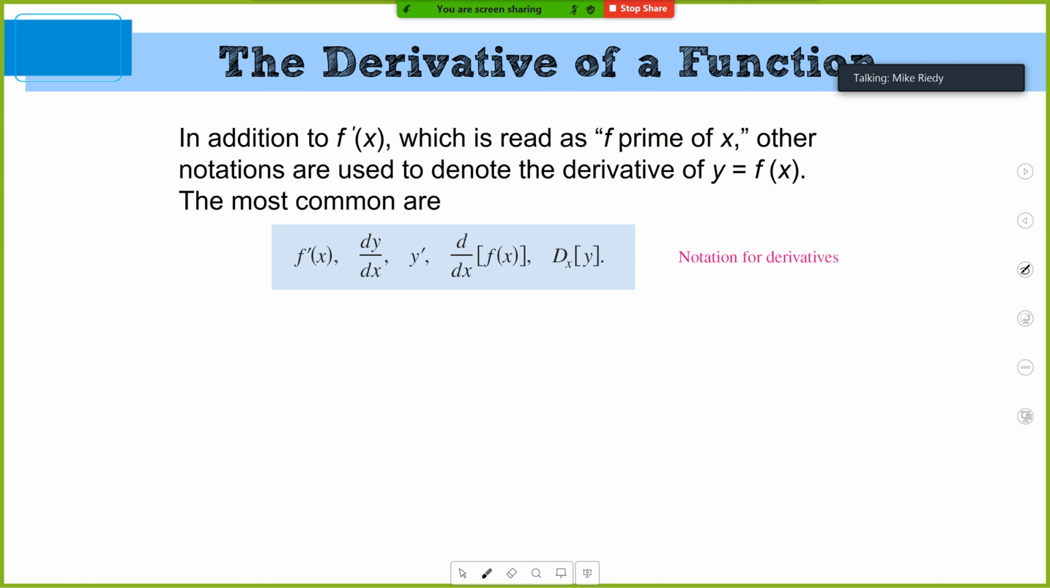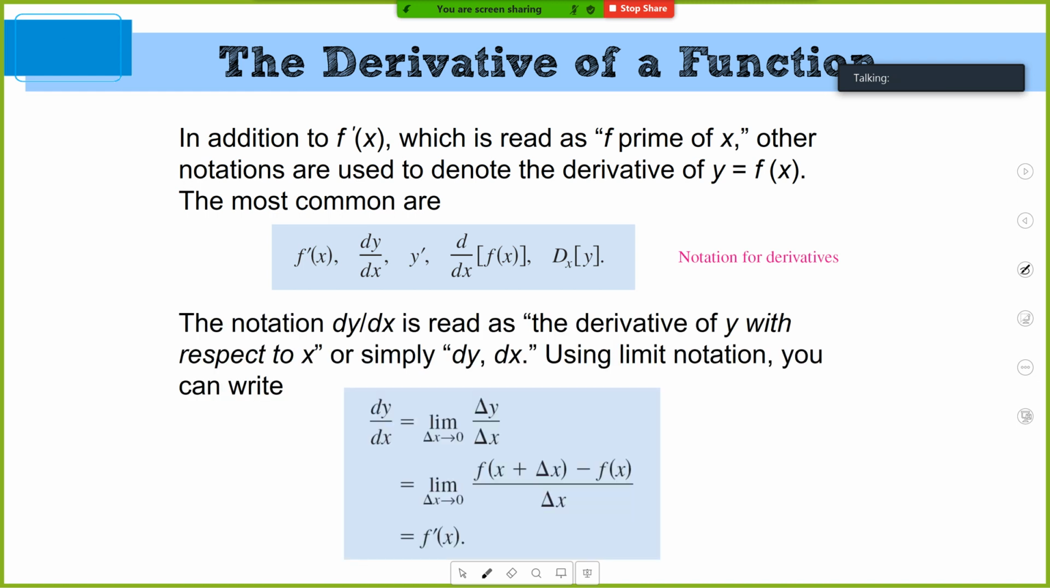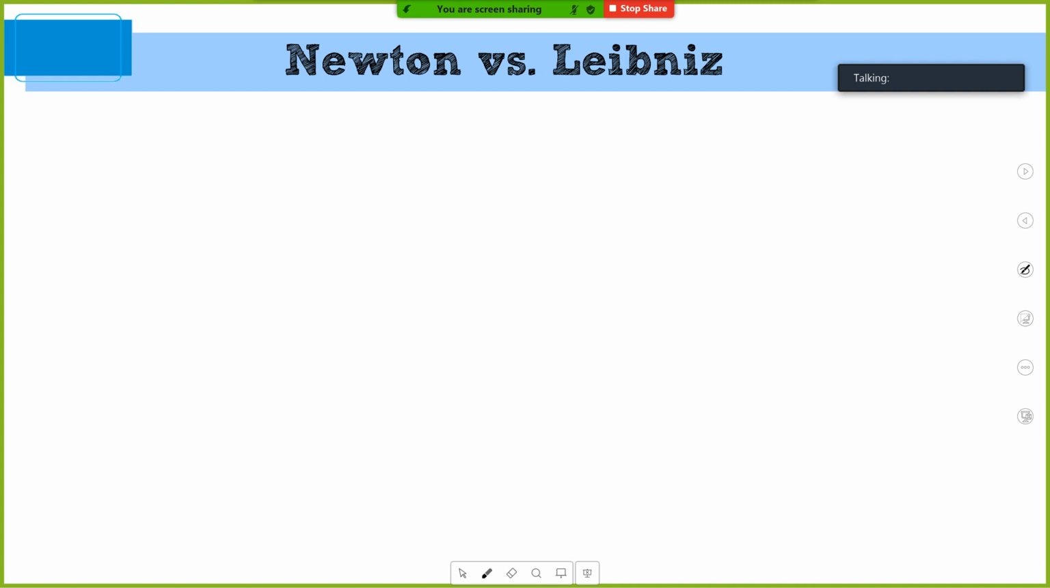And then this last one, capital D, the derivative of y with respect to x, just different ways of writing it. I know this is very confusing. Again, why can't we just pick one and go with it? Talked about that already. Okay, so let's talk about why this happens.